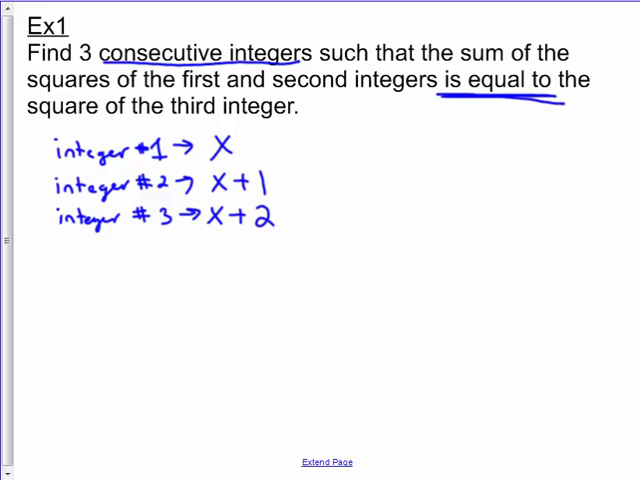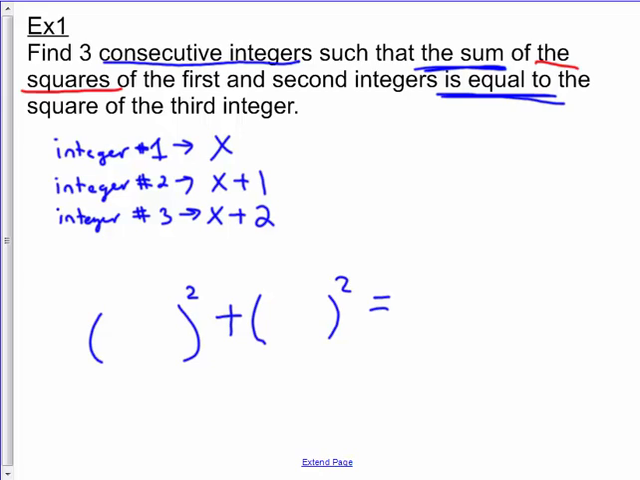First thing I like to do is find where the equal sign is. Okay, it's "equal to." Then it says the sum. What does sum mean? Okay, sum means addition here. What two things am I summing? What two things am I adding here? I'm adding the squares. Okay, what does it mean to square something? Multiply it by itself, right? How do I square a number? Whatever is there, squared.